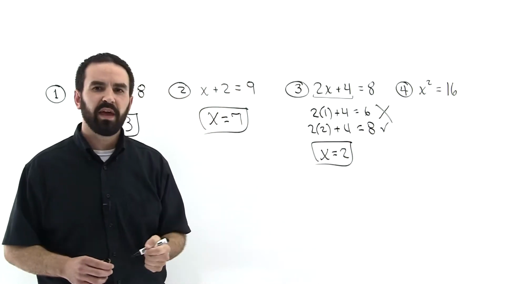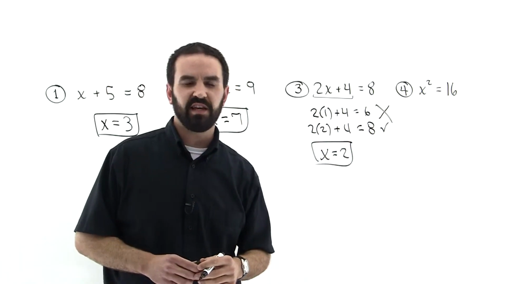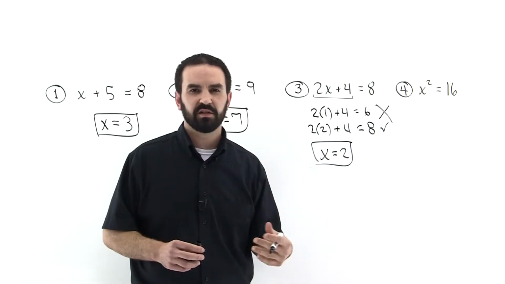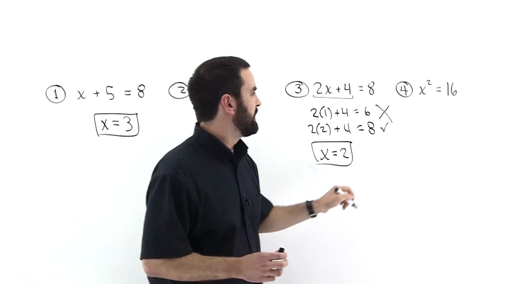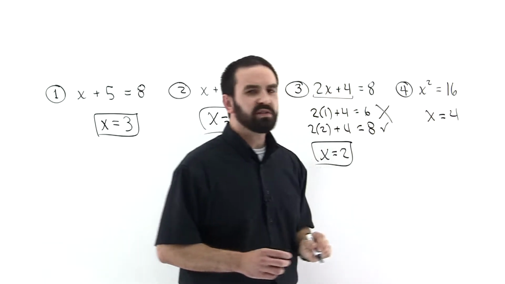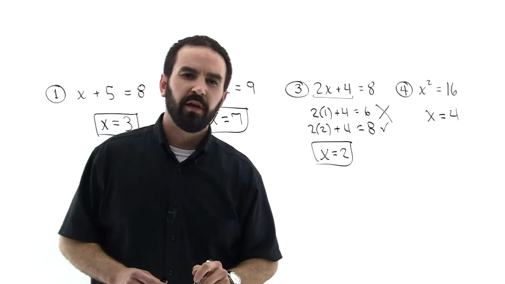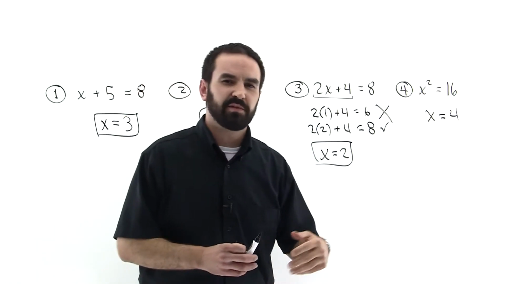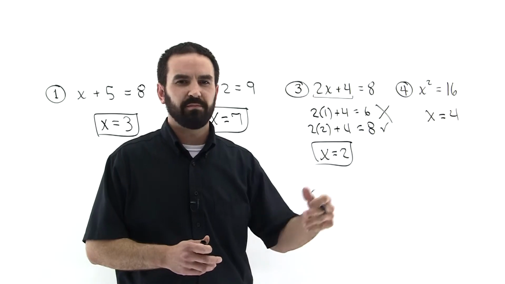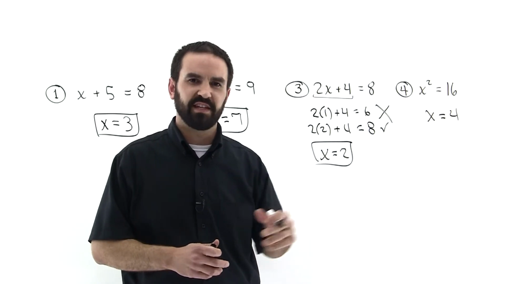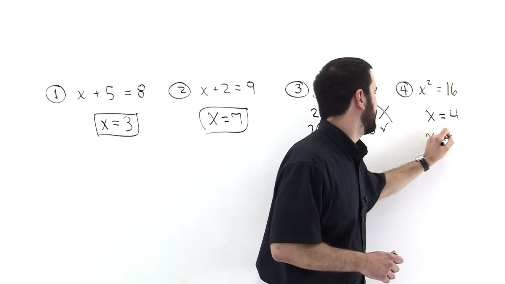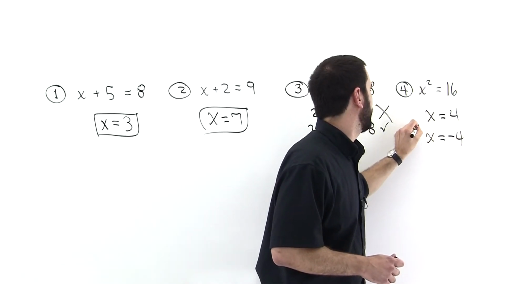For the last one, we have x squared equals 16. Well, I know that 4 times 4 is equal to 16, so x equals 4 must be a solution to this equality. But there's another solution to this equality, because a negative number times a negative number gives a positive number. And so negative 4 times negative 4 gives positive 16 also. So we could say that x is equal to negative 4 as well.